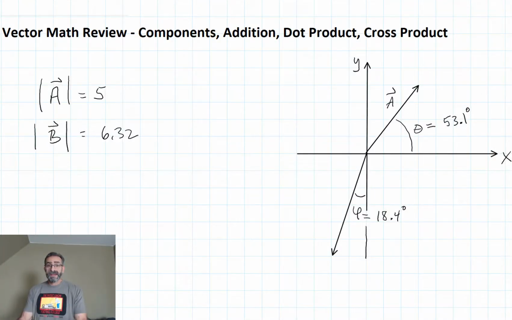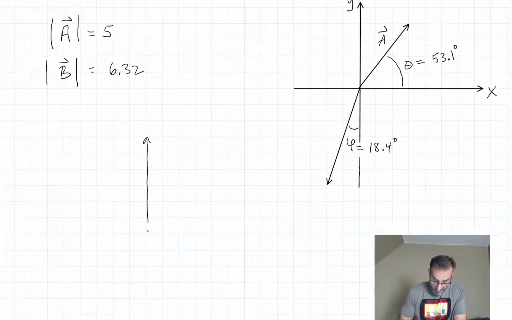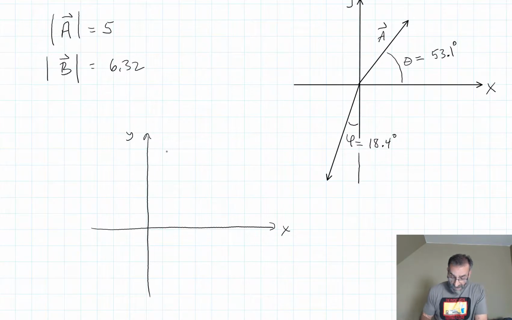Here are two vectors, A and B, and we're going to add them. First, we're going to add them graphically, and then we'll use components. So to add them graphically, remember we add vectors tip to tail. We draw our coordinate system. And the first thing we do is we draw one of our vectors. We draw A. Vector A is going to look something like this.